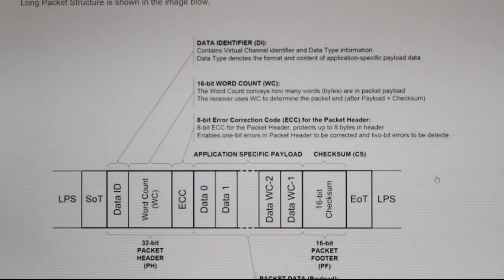Here's how a long packet looks like. Similar to the short packet, there is a SOT byte first, and then there is data ID, and then comes the word counter, how long this particular packet is, and ECC calculated over the packet header, and then comes the data. And in the end of the data, there is a 16-bit checksum. DSI specifications also define how to calculate these checksums and ECCs.